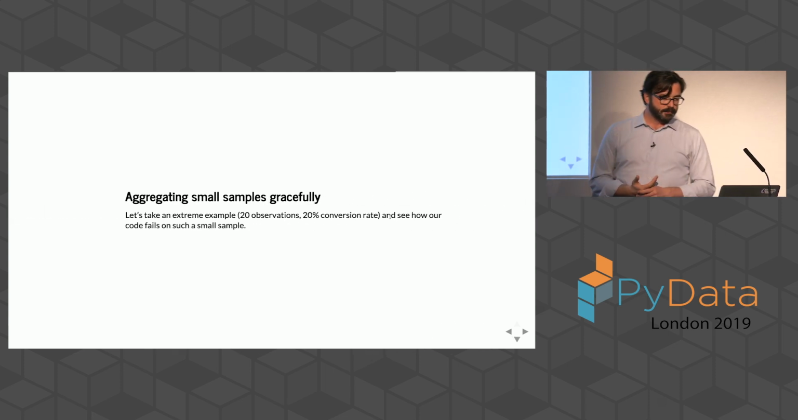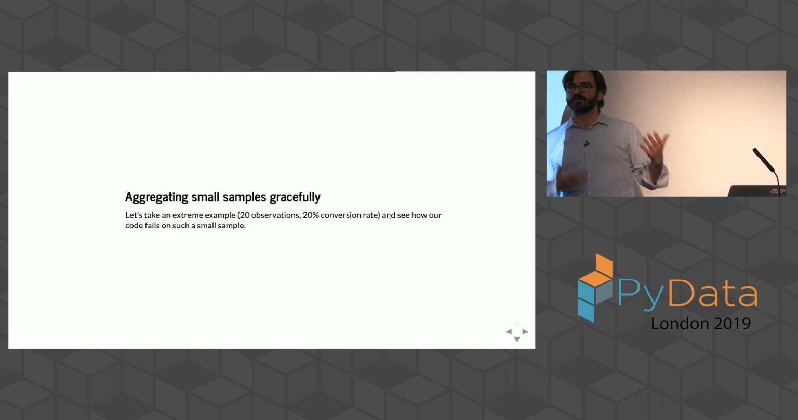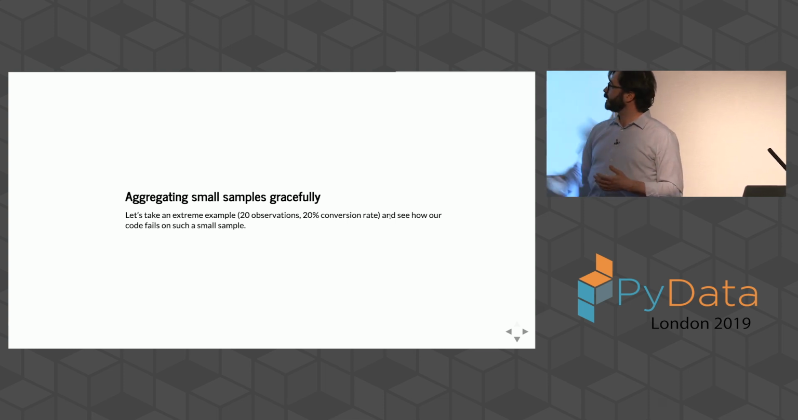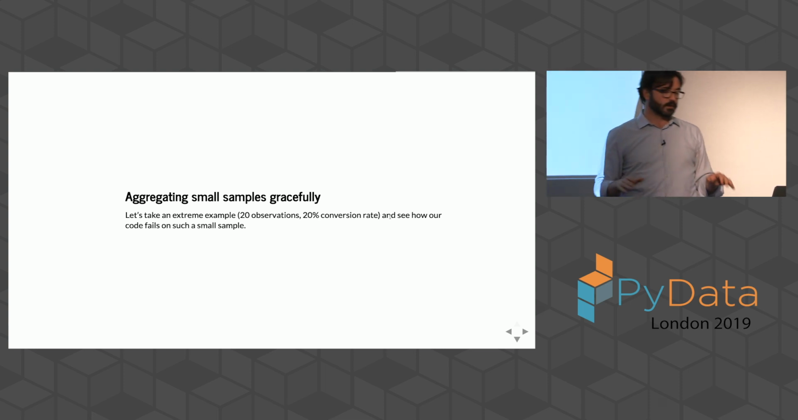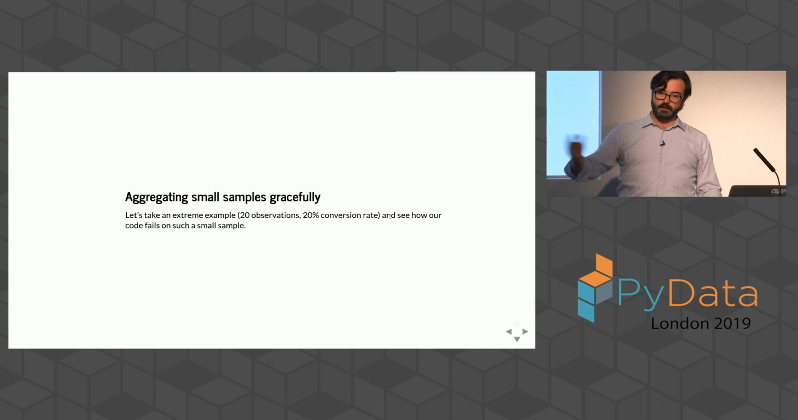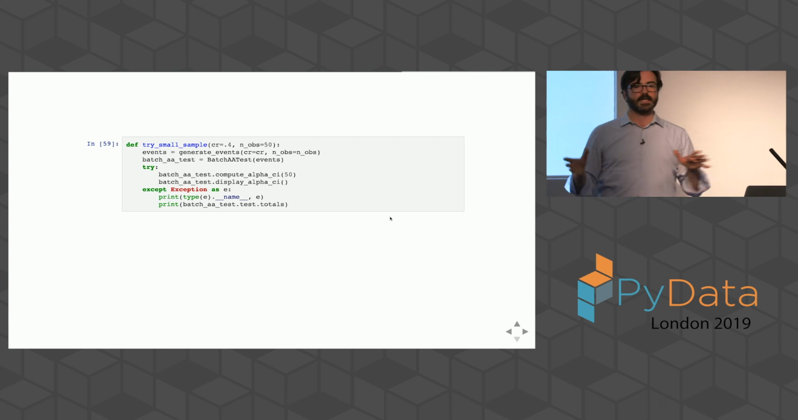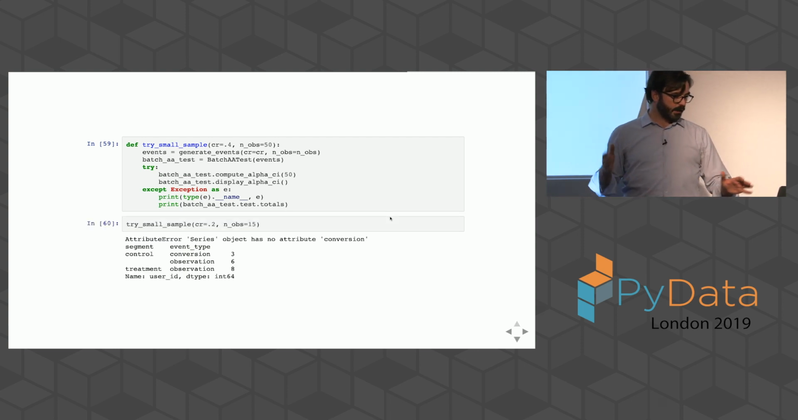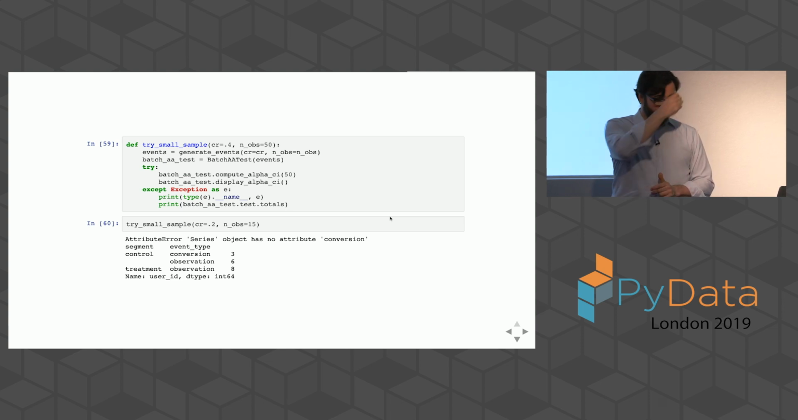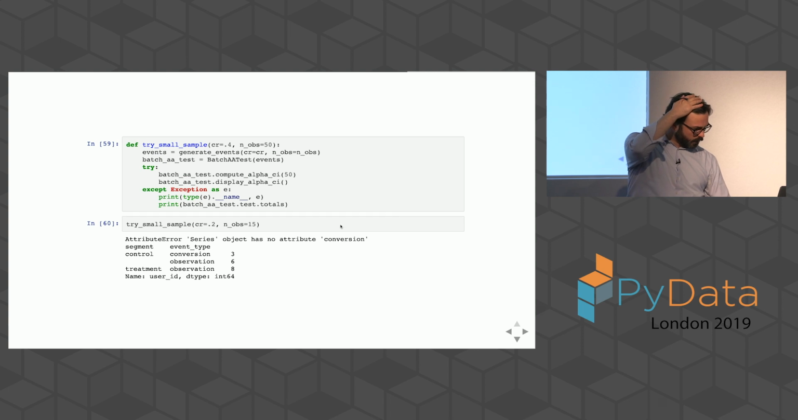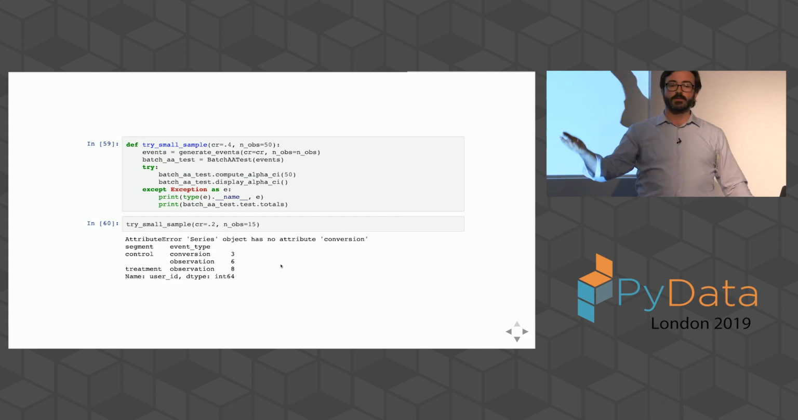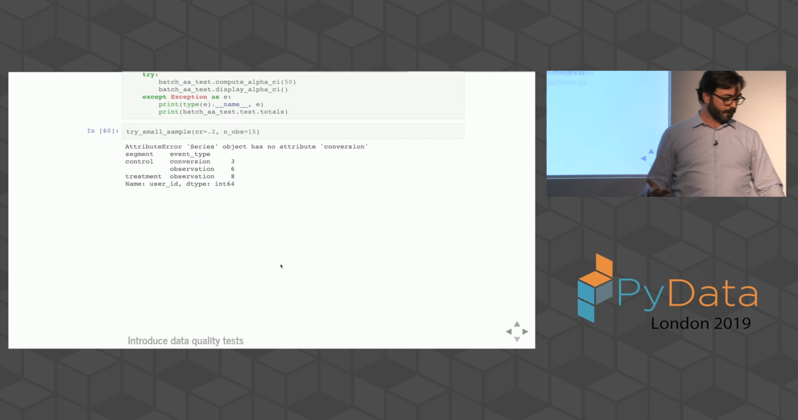One possible problem is that sometimes the data you have just doesn't work super well. We're going to take an extreme example, 20 observations, which is definitely not enough to run a test, and a 20% conversion rate, so there's going to be clearly some mistakes. We'll run a little function that is basically here to capture errors. We run that, and no big surprise, there's a problem because we don't have the right kind of conversion for treatment. Treatment has no conversion, so of course the code we're running doesn't work.